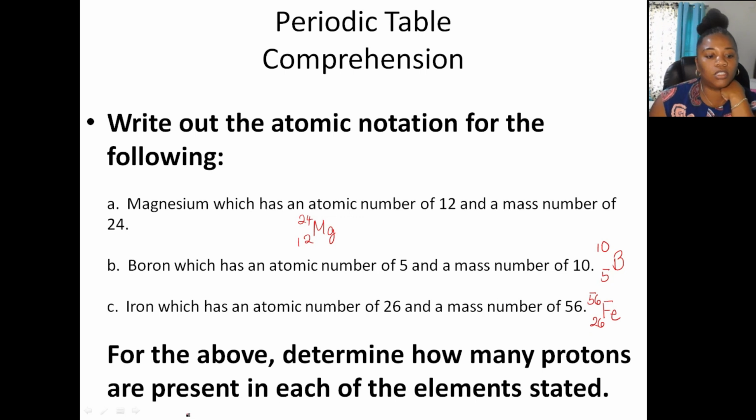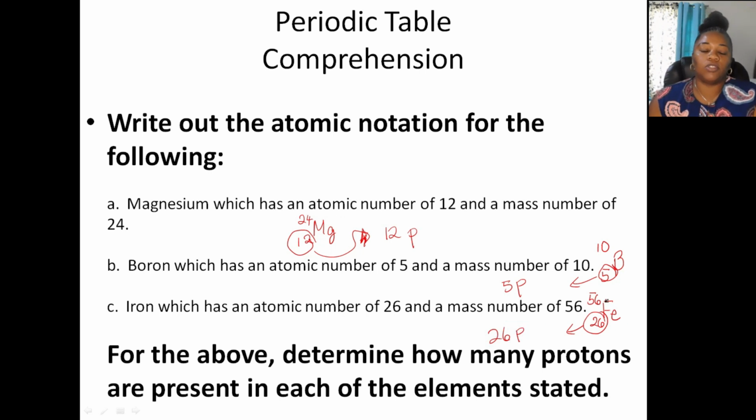Now once you know this, it says for the above, determine how many protons are present in each of the elements stated. Once you know the atomic number states the number of protons present. So boron, we know boron has how many protons? 5 protons. And iron has how many? 26 protons. So once you have the notation, you'll be able to do these very easily.